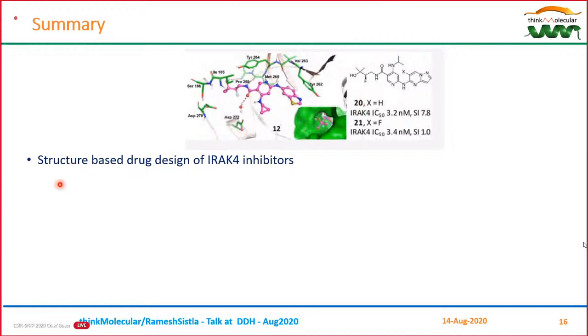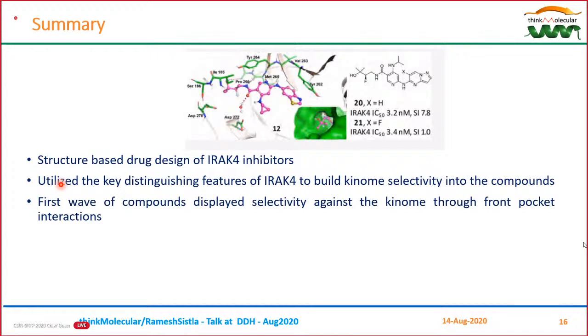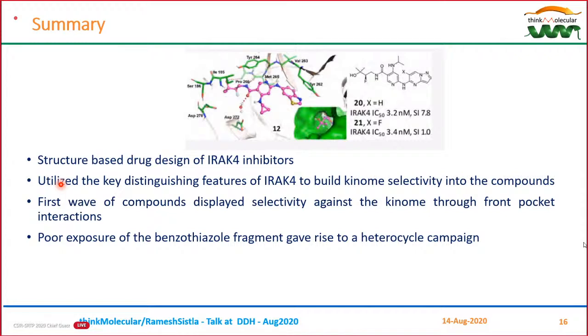What we did is the structure-based design of IRAK4 inhibitors. We utilized the key distinguishing features of IRAK4 to build kinome selectivity into the compounds, such as the front pocket and the gatekeeper. We exploited these two pretty well with this series. The first wave of compounds displayed selectivity against the kinome, as I showed in the first SAR table, through the front pocket interactions. But then 12, which had a benzothiazole, had a poor exposure, which gave rise to a heterocycle campaign.